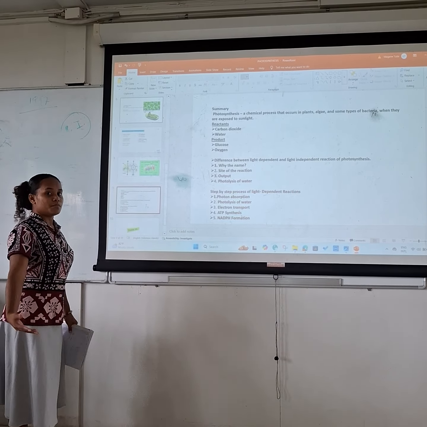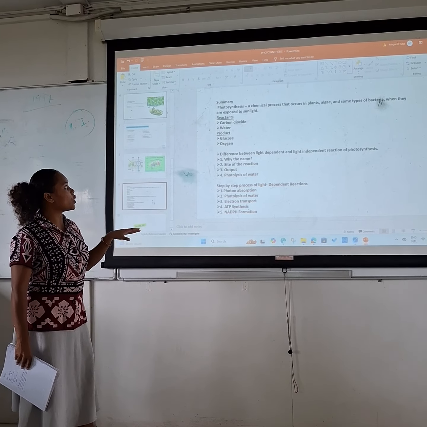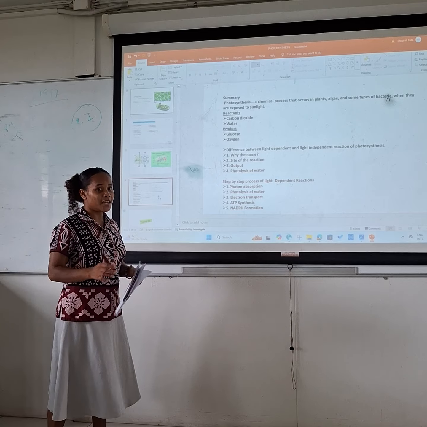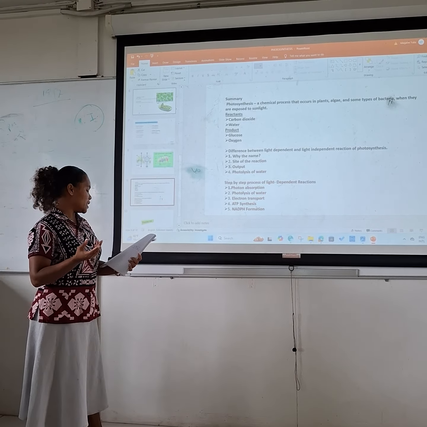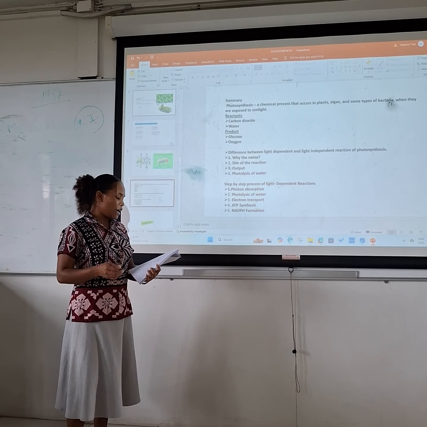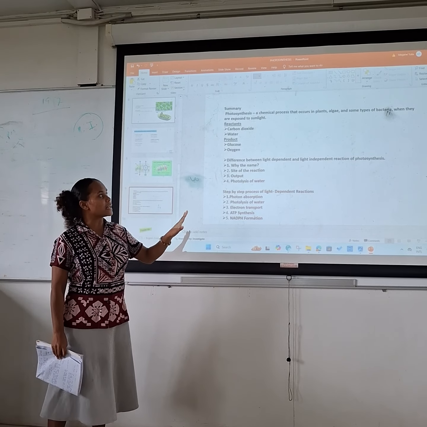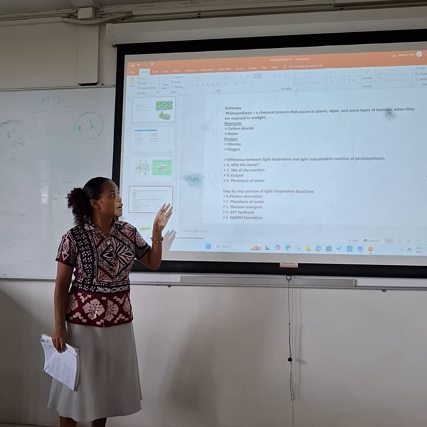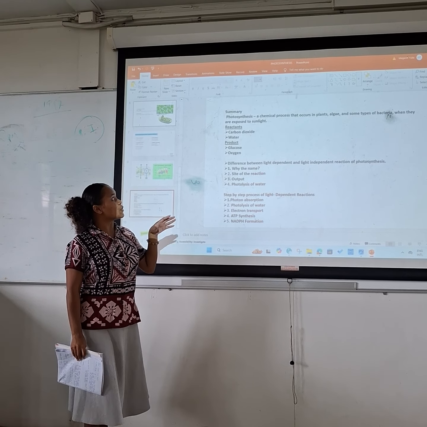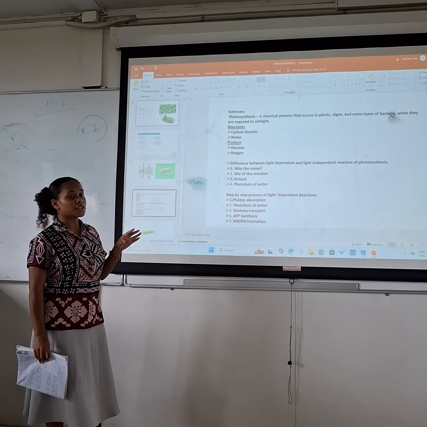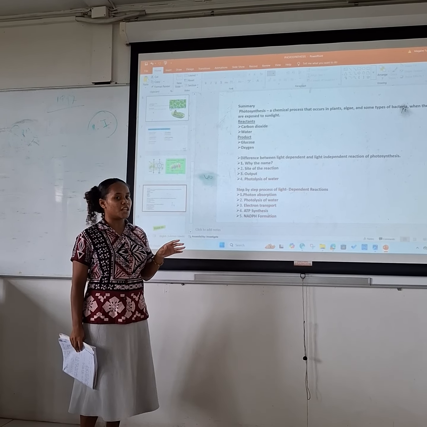Okay, so we will go through a summary again. Photosynthesis, photo meaning light and synthesis to build, is where plants build their own food. It is a chemical process that occurs in plants, algae and some types of bacteria when they are exposed to sunlight. The reactants for photosynthesis are carbon dioxide and water, and the products are glucose and oxygen.